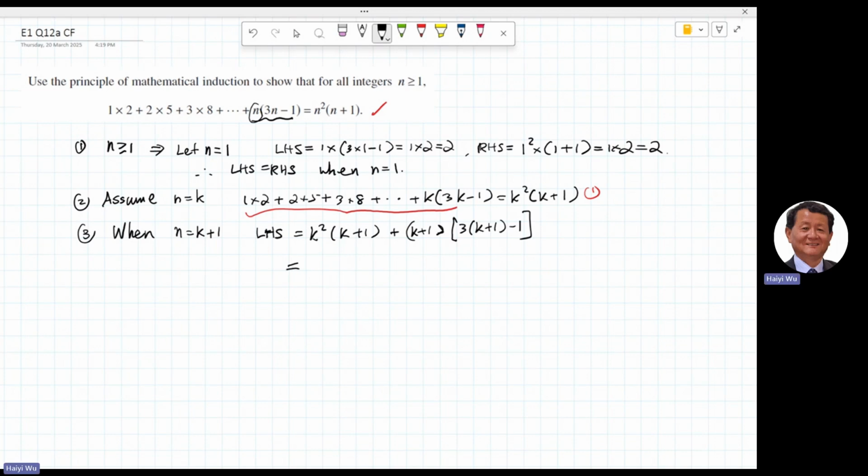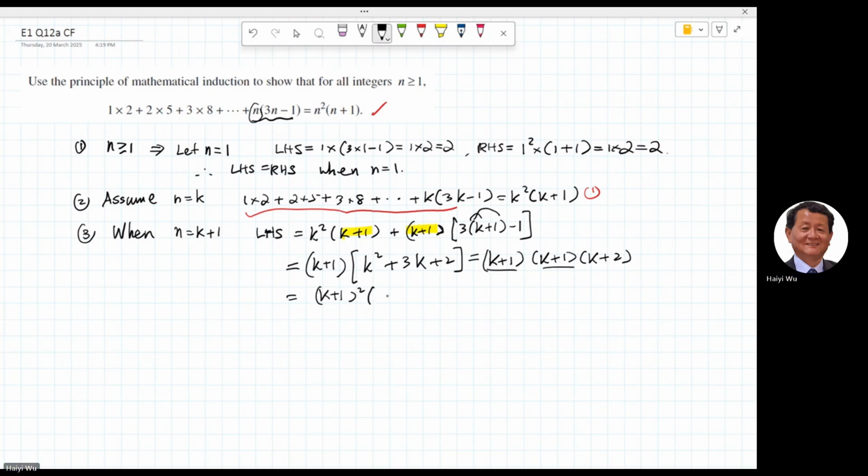So now we're going to take the common factor out. I'm going to take out k plus 1. So it becomes k squared, then you can expand the bracket, 3k plus 2. That becomes 2 factors, k plus 1 and k plus 2. Therefore these together will be k plus 1 to the power of 2 times k plus 2, for the left-hand side.